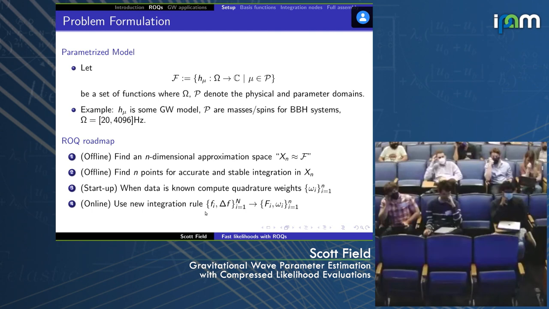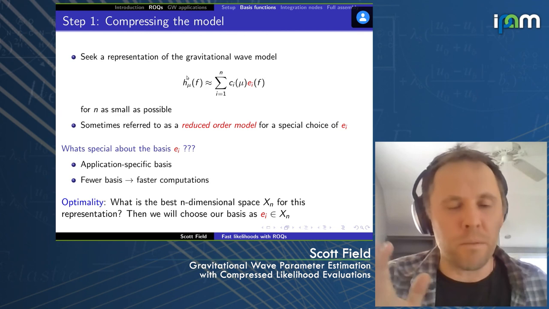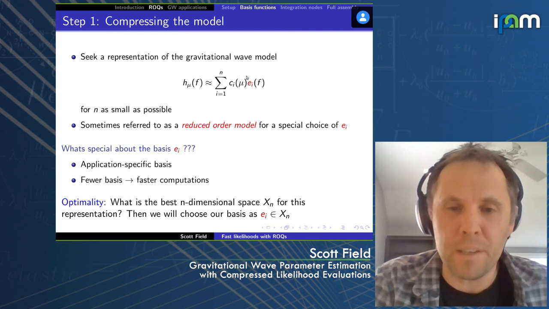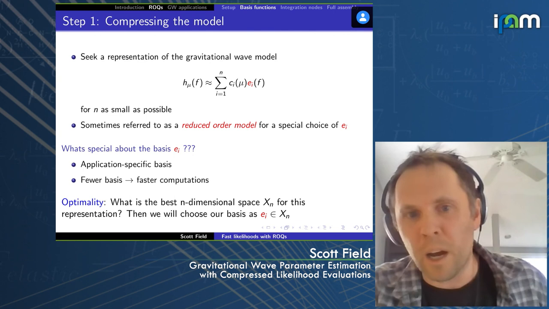So for the compressing the model step, basically what we're after is to represent any gravitational wave model evaluation, this H here, as a linear combination of basis functions. If you have an approximation space, this is typically what you're thinking of: trying to approximate your function as a linear combination of a basis that spans this approximation space. This is generically called the reduced order model. This term gets used a lot in different contexts, but if you hear the term reduced order model, usually there's a compression step like this.